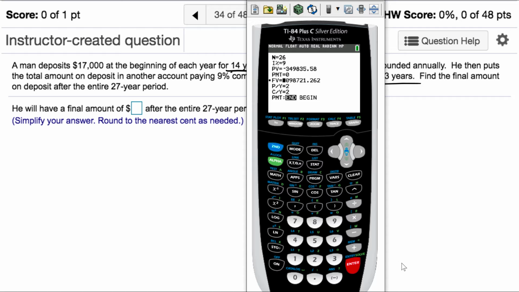So again, it's because he was depositing with payments during the first 14 years and then without payments at a different rate for the second 13 years. That's why we had to break this problem into two pieces and use the TVM solver twice. All right, let's jump to the next one.